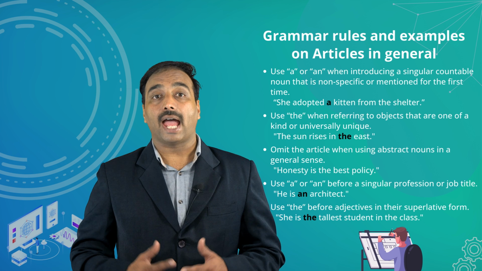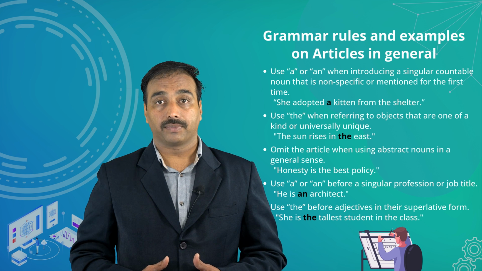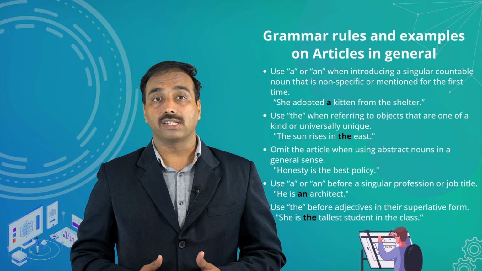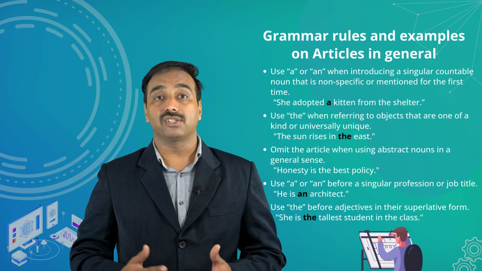Omit the article when using abstract nouns in a general sense. Honesty is the best policy. Honesty refers to the concept in general, not a specific instance.